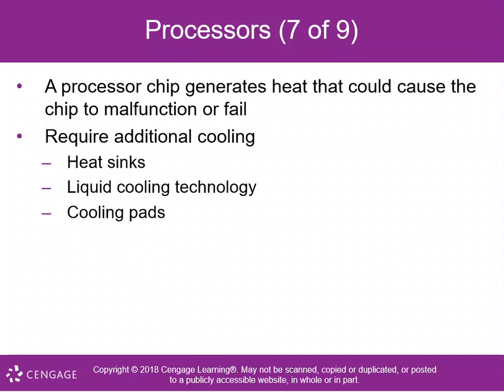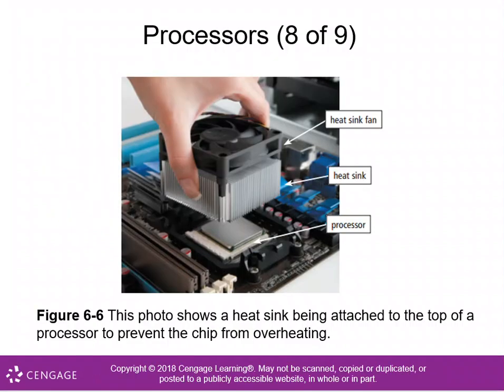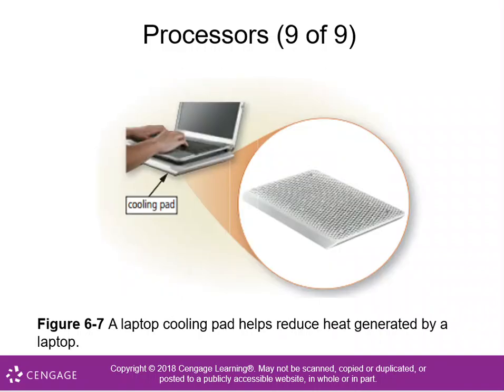So, ini adalah tiga cara yang digunakan untuk cooling purpose of the processor chip, okay, heat sinks, liquid cooling technology and cooling pads. Okay. So this photo shows a heat sink being attached to the top of a processor to prevent the chip from overheating. So ini dalaman dia, heat sink fan and then heat sink and then this is the processor. Then cooling pad, okay, biasanya kalau guna laptop, biasanya disarankan kita guna cooling pad, to reduce heat generated by a laptop. Kita letak bawah laptop tu untuk sejukkan dia, okay.